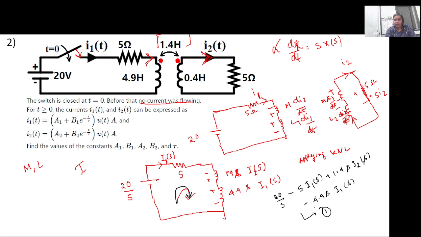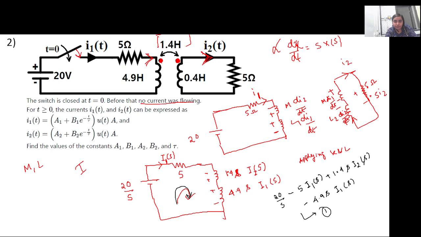For the second equation, for the second loop, this is I2. In the first expression, it will be equal to 0. Yes, we are applying KVL, so this will be equal to 0.